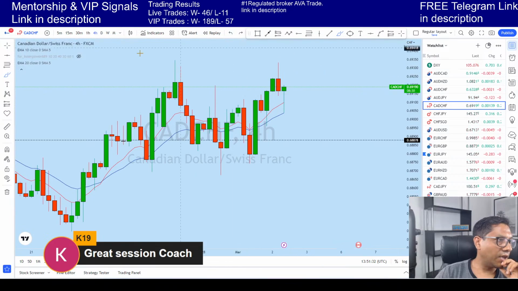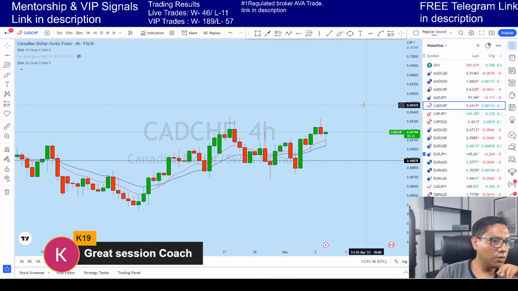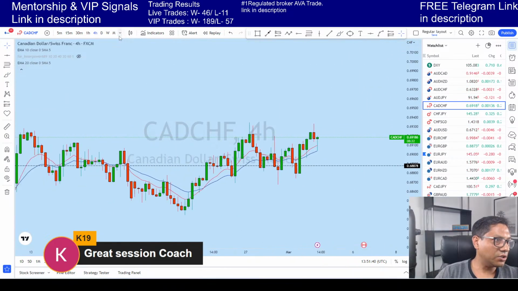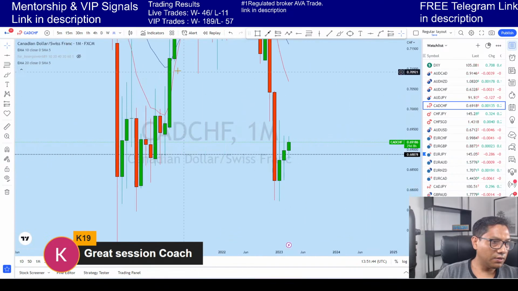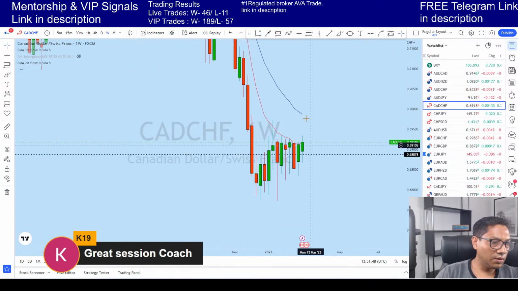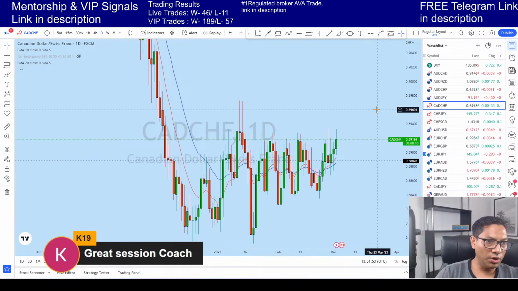We see that CAD CHF is also showing promising bullish price action. Looking at the monthly on CAD CHF, and the weekly, there is a probability for a breakout. Daily is also showing it.